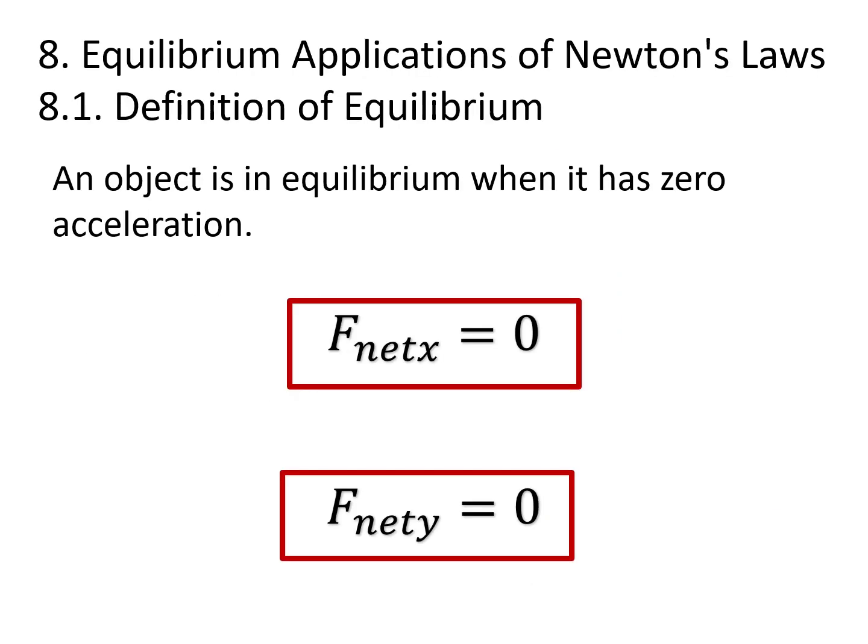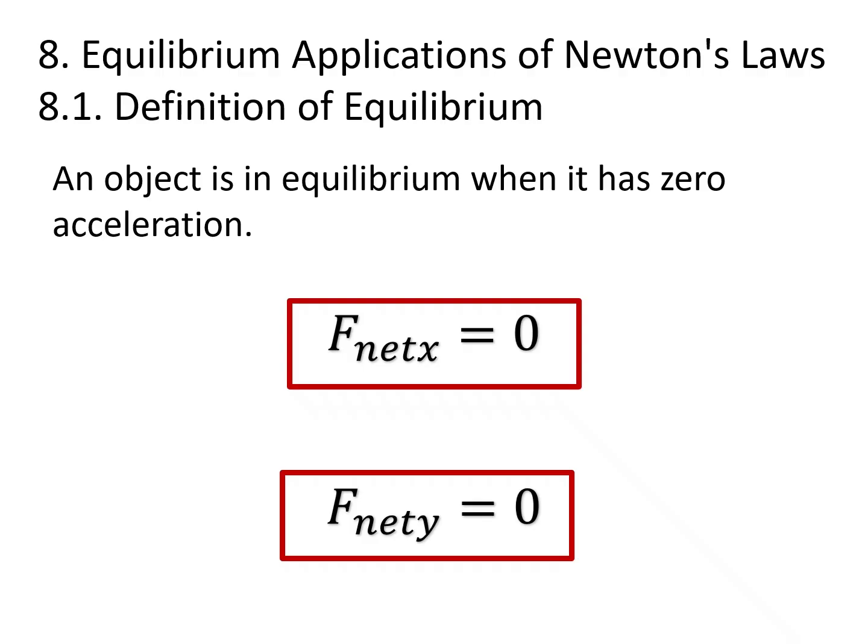An object is in equilibrium when it has zero acceleration. This does not necessarily mean the object is at rest. An object moving with constant velocity also has zero acceleration and can be in equilibrium. However, in this example, we will focus on static equilibrium, where the object is at rest.